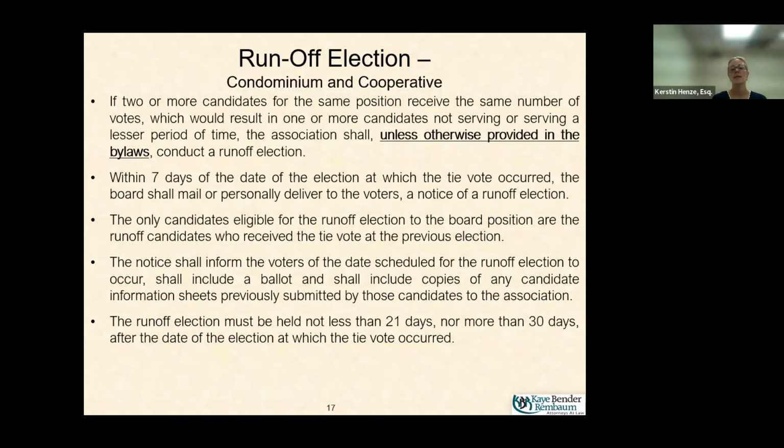And within at least 7 days of your election, you have to mail out or personally deliver or email notice of your runoff election with the agenda item. You will also include the runoff election ballot, and the only candidates on that runoff election ballot are the runoff candidates, the individuals that receive the same number of votes.